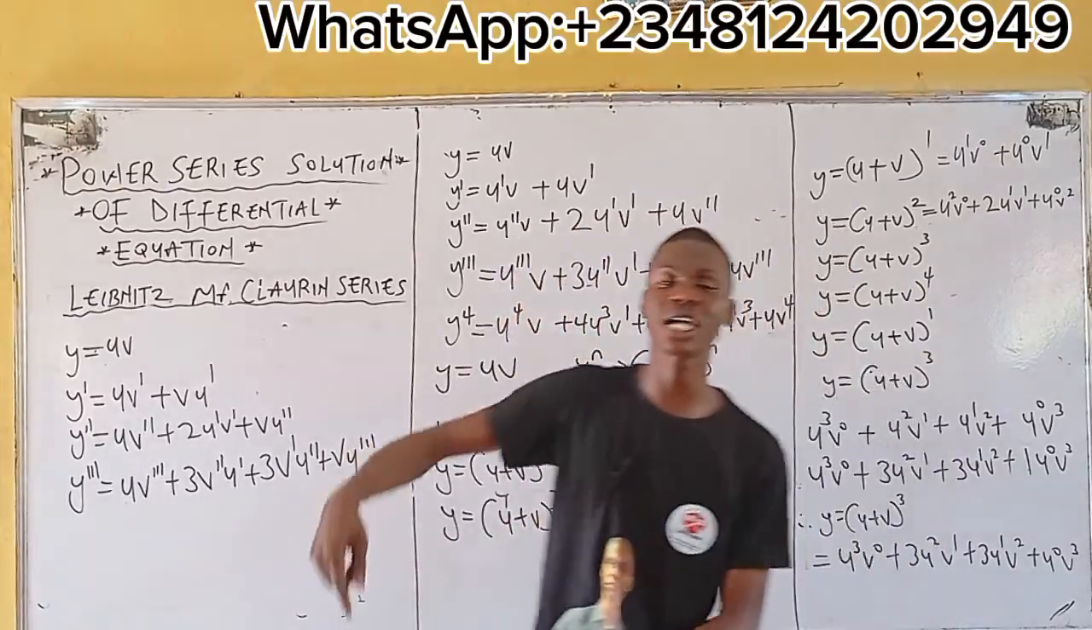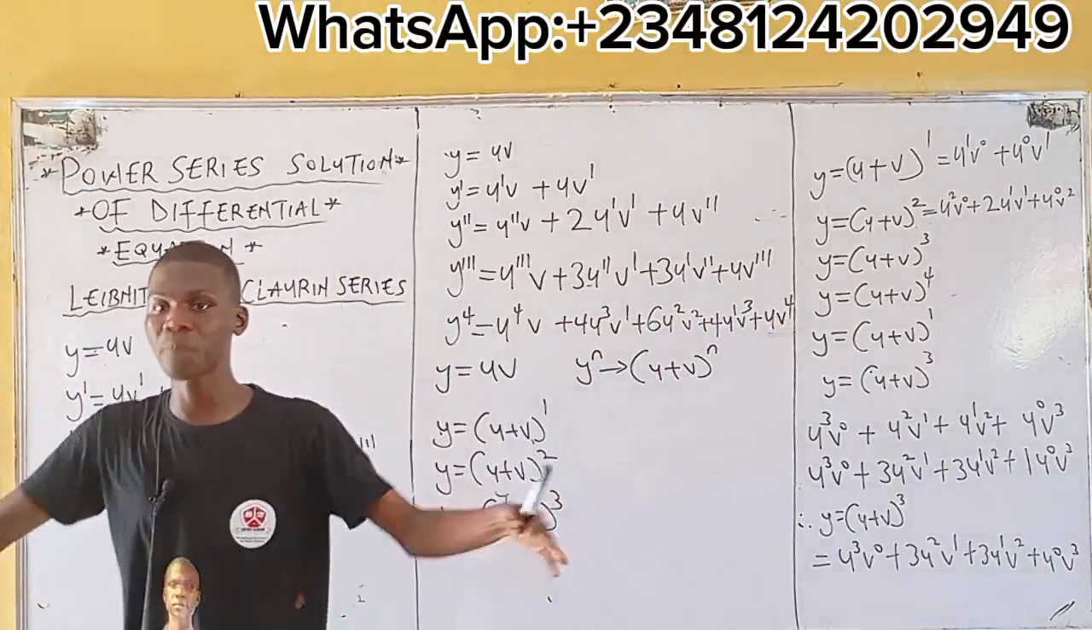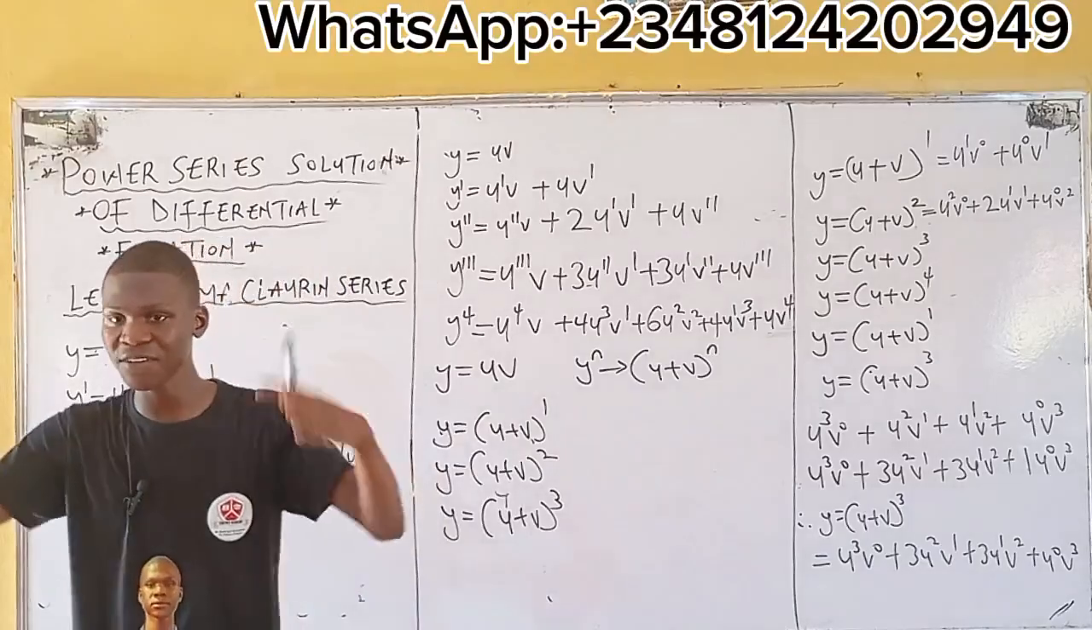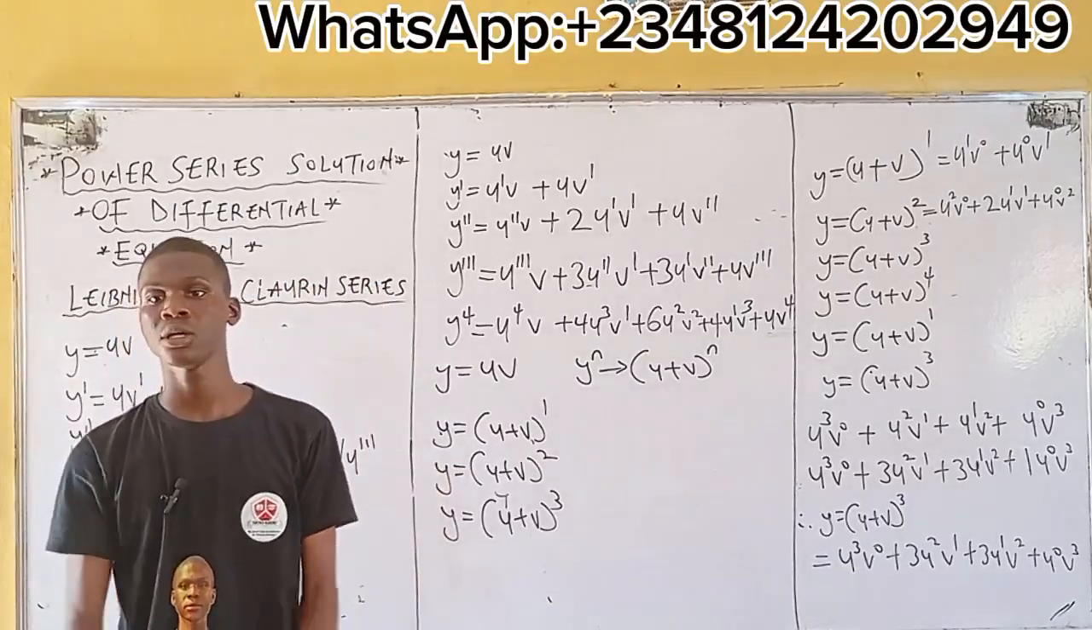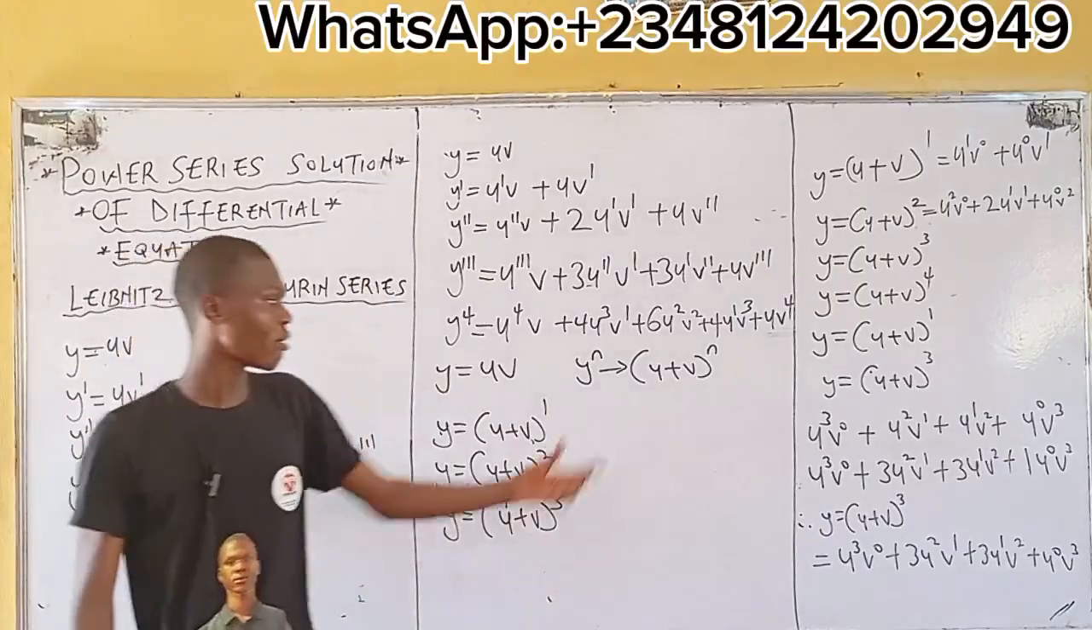So it is telling us that you are using binomial expansion to find the derivative of a particular function. Using binomial expansion to find what? The derivative of a particular function. Say you have y equals uv. The question says find the nth derivative. You can write it as this.